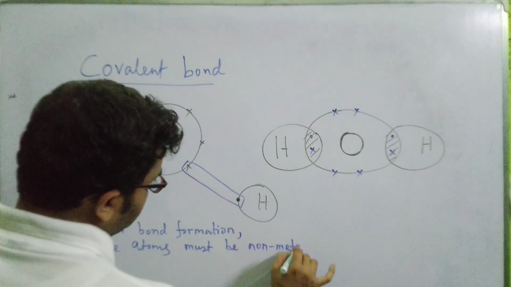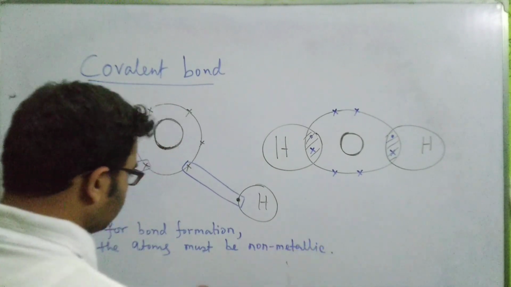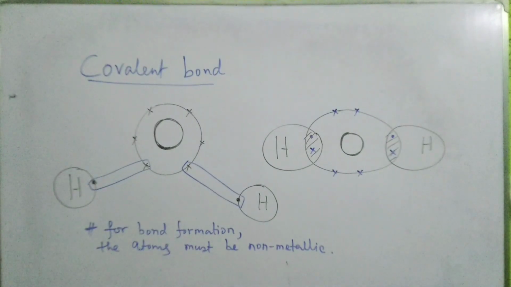Okay, the atoms must be non-metallic in nature. Only then is a covalent bond formed. Because if all the atoms are non-metallic, they definitely will not give up electrons. All the atoms will try to retain their electrons in their shell. So when no atom is willing to give up its electron, only then does the chance of sharing the electrons come into act.